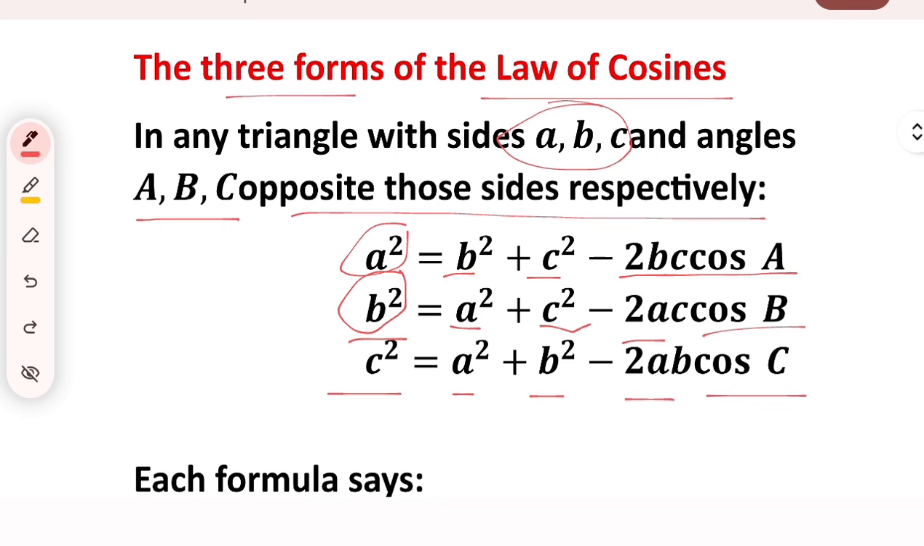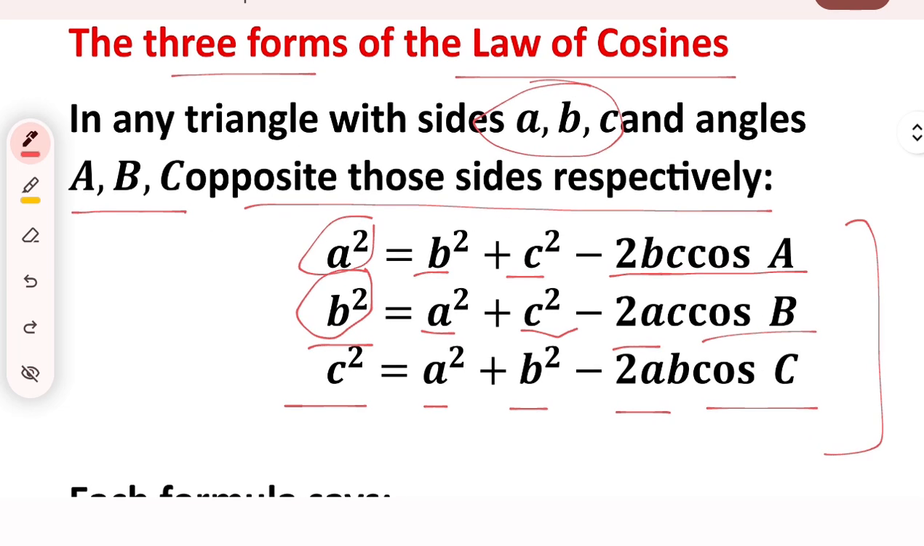What do you notice there? Is there any pattern that you could see in this law of cosines? If you really need to memorize it, you can actually memorize the laws of cosines. If you can see here, if the side is squared on one side, so here we have the square of the small side A.